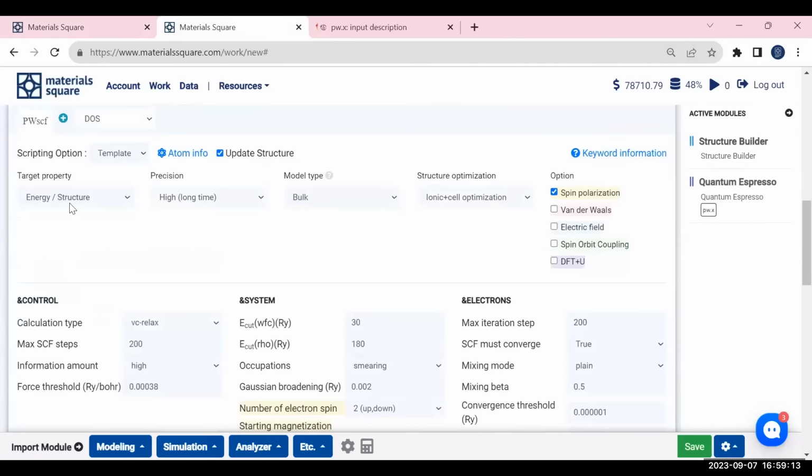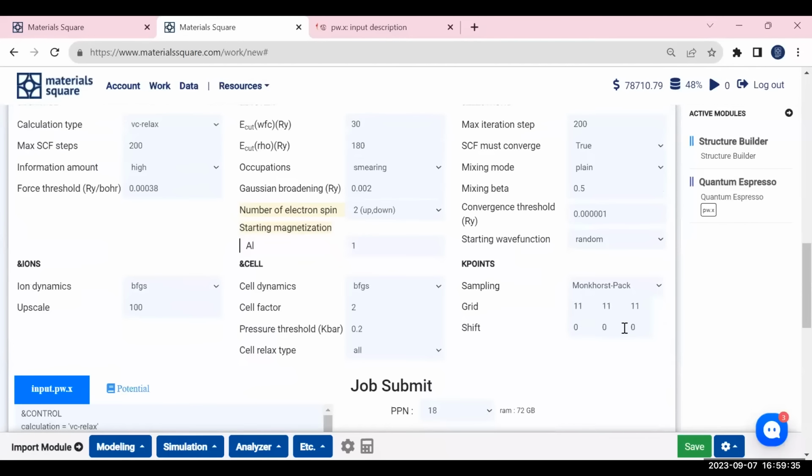Okay, again, we are now doing energy. We are not doing any other kind of calculation. We just keep the default values: energy, high accuracy. We are trying to optimize our unit cell, which is bulk, with full optimization, ionic and cell, meaning the structure and atomic positions. We have selected the spin polarization, okay? The K points are also shown for you by default. Maybe I showed you something like the gamma high symmetry point, but just keep the default value.